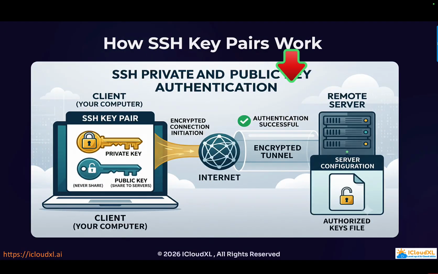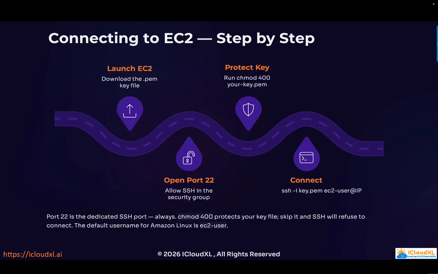In this diagram, on the right side you see the EC2 instance with an authorized keys file, and the authorized keys file has the public key. On the left side you have a laptop where you have your private key, and using the private key you are logging into the system. Authentication is successful, and an encrypted tunnel is created, and through that encrypted tunnel you talk to the server.